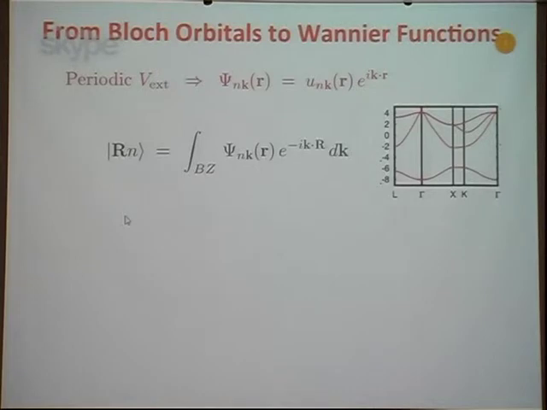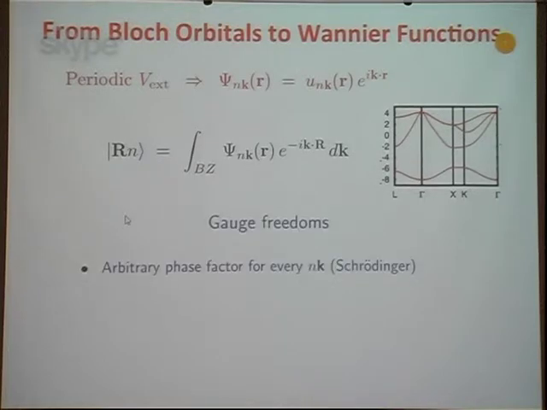And this is a transformation that was defined by Gregory Wannier in 1937, and to be honest, it looks a lot like a Fourier transform. And the result of that transformation is what we call a Wannier function, an object for which we'll describe properties and characteristics. But the first important statement is that this transformation is not uniquely defined.